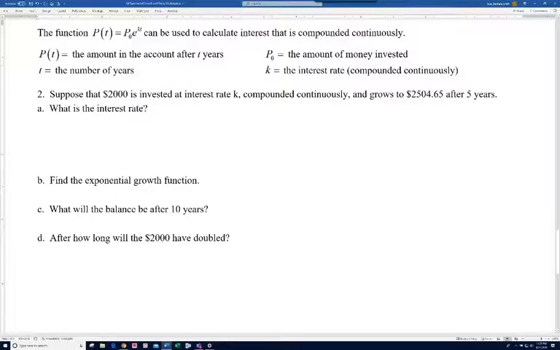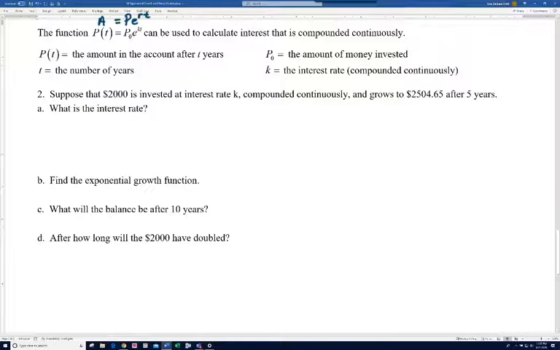Alright, so this is the second part of my video on exponential growth and decay. And here it says the function P of t is equal to P naught times e to the kt power. It says this can be used to calculate interest that is compounded continuously. So we've already talked a little bit about this. Really, it's the same as our PERT formula. It's just considered a more general form.